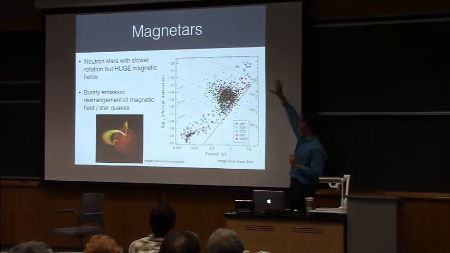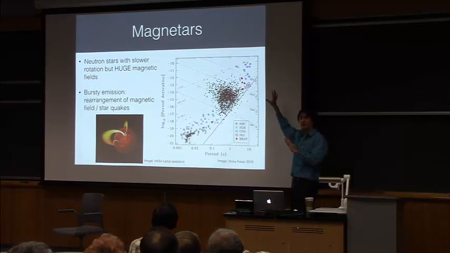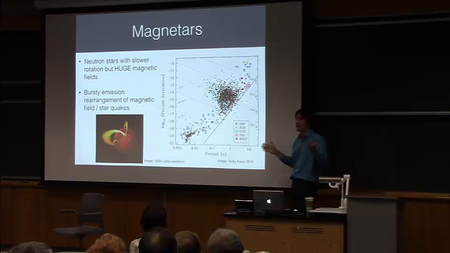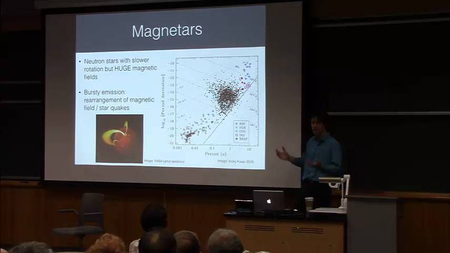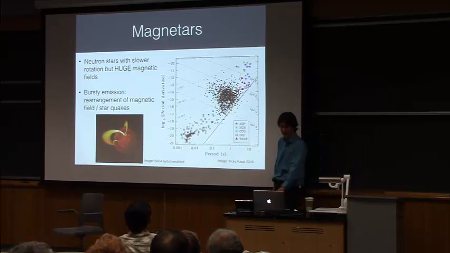So that's probably the most extreme type of pulsar. They're not as useful for timing because they are very unstable. They change all the time, so you can't do high precision astronomy with them, but they are very useful to observe very high magnetic field environments.